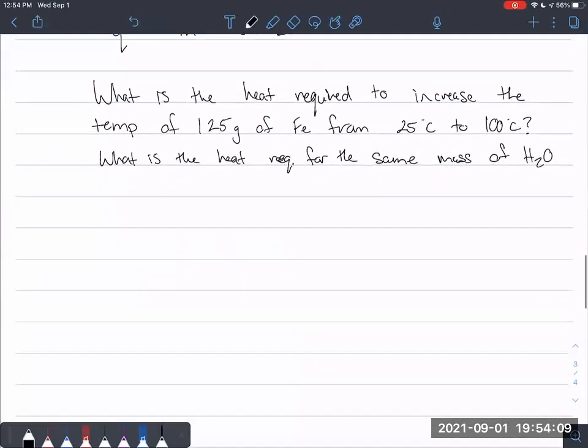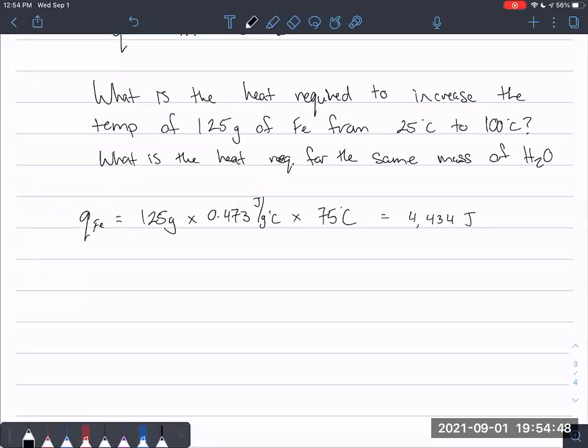All right, so it should look something like this. Q for iron is going to be equal to the mass, 125 grams, times the specific heat, 0.473 joules per gram degree Celsius, times the temperature change of 75 degrees Celsius. Our temperature change is our final temperature, 100, minus our initial temperature, 25. So we get out of here 4,434 joules.